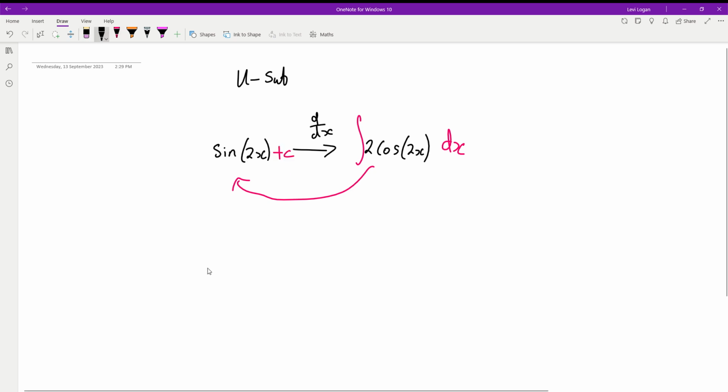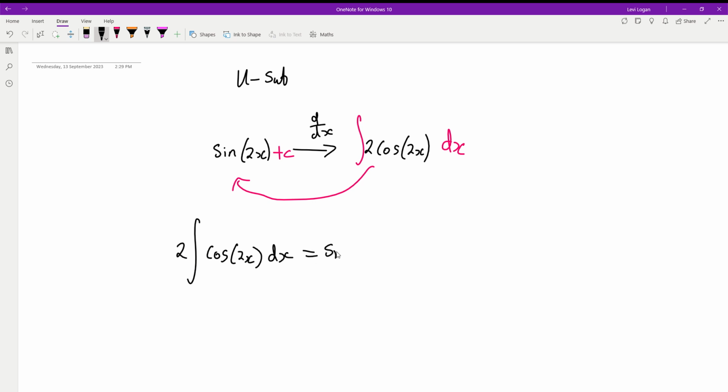Now, what if we had to integrate without the 2 there? So we have cos of 2x dx. How do we know that it will be a half? So if I had this set up like this, that's still all good. But if I just had this by itself, I would need a divide by 2 on that side. That would be its answer.